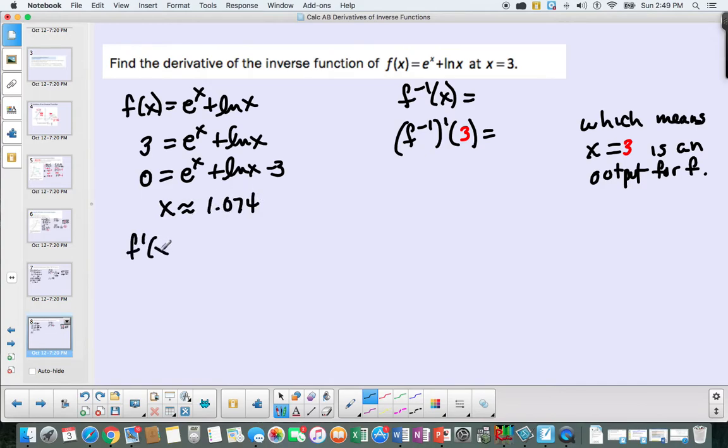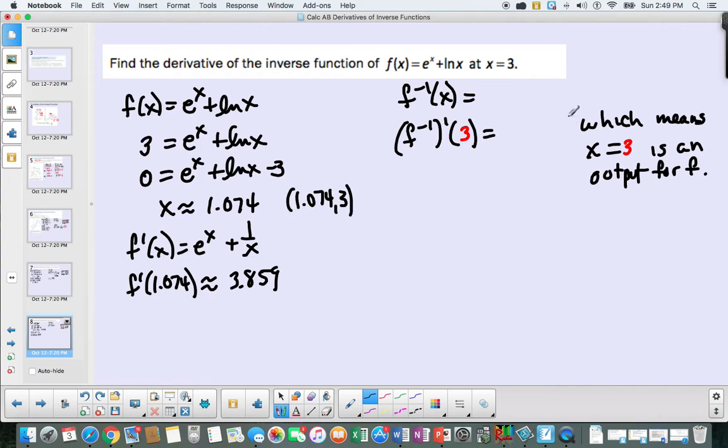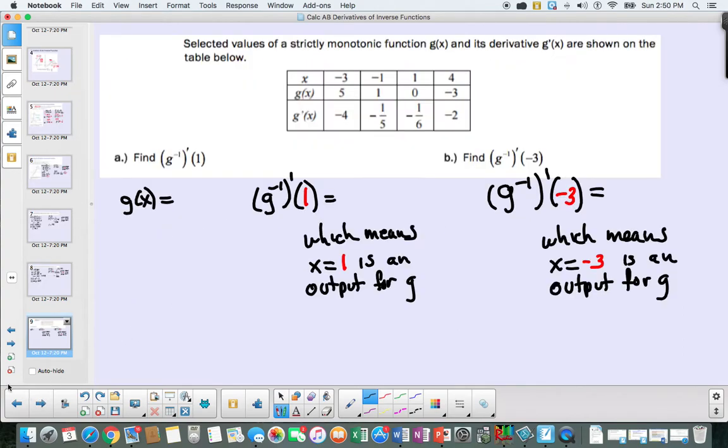I'm going to find the derivative, which is e to the x plus 1 over x. I'm going to evaluate that at 1.074, which is going to be about 3.859. So I've established that the point is 1.074 comma 3. That means this point will be 3 comma 1.074. To find the derivative at 3, it's going to be 1 over f prime of 1.074, which is going to be equal to 1 over 3.859. And you can go ahead and put that in your calculator or leave it that way. Okay, let's take a look at something with a table.